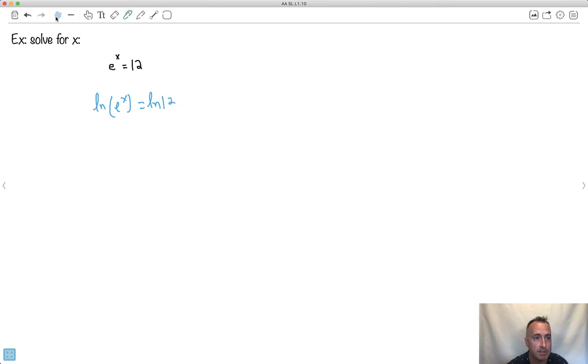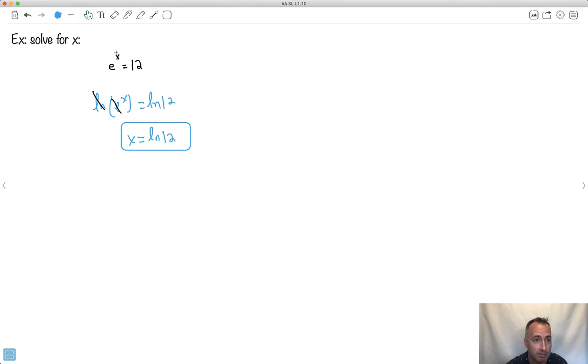Well, let's see now. Remember I said natural log and e undo each other. So that way the x sort of plops down. So that goes x equals natural log of 12. And believe it or not, that's it. You're done. That's how easy it was. Now, that's the exact value.